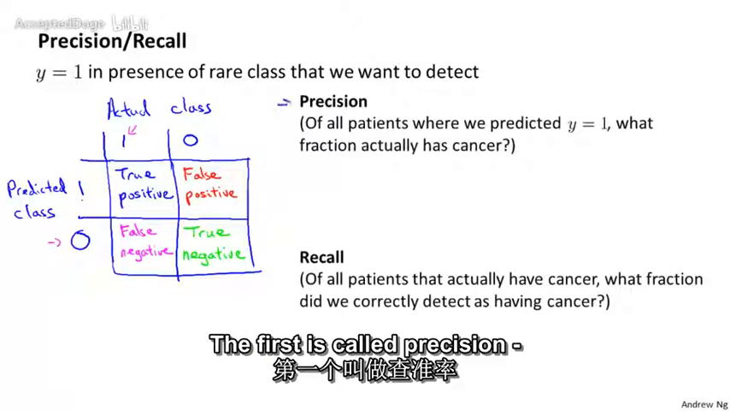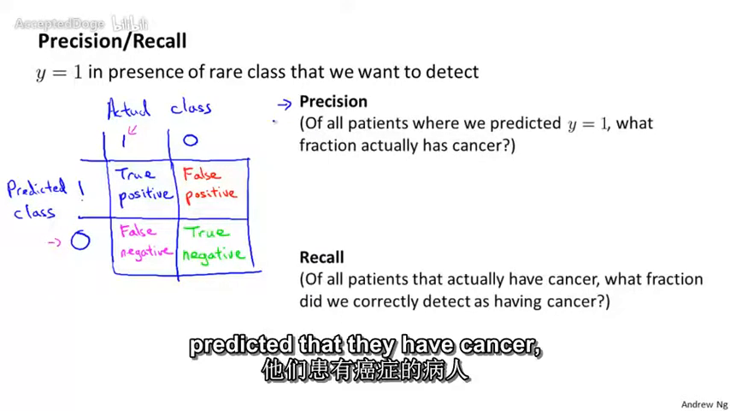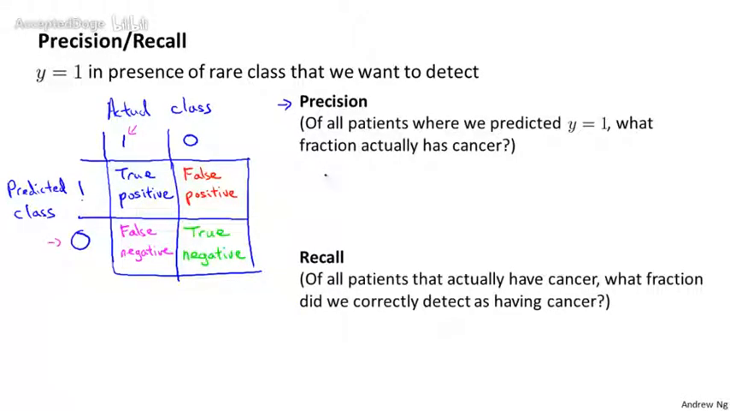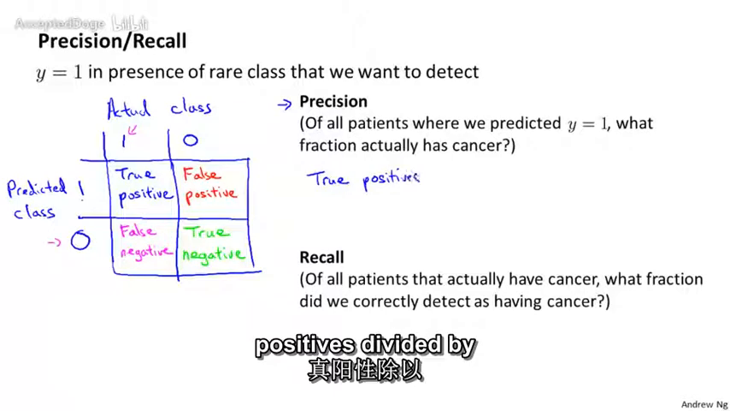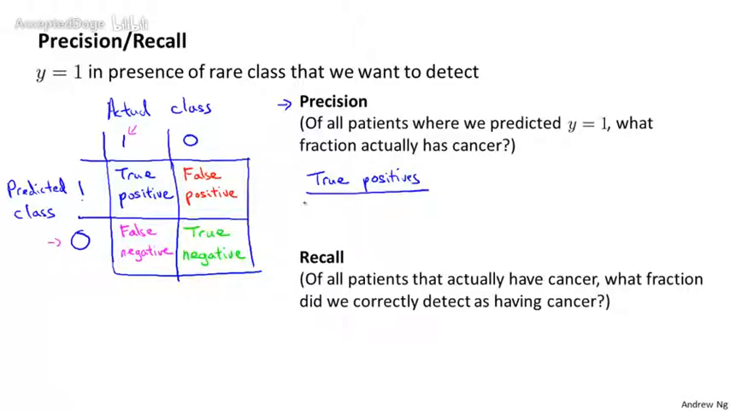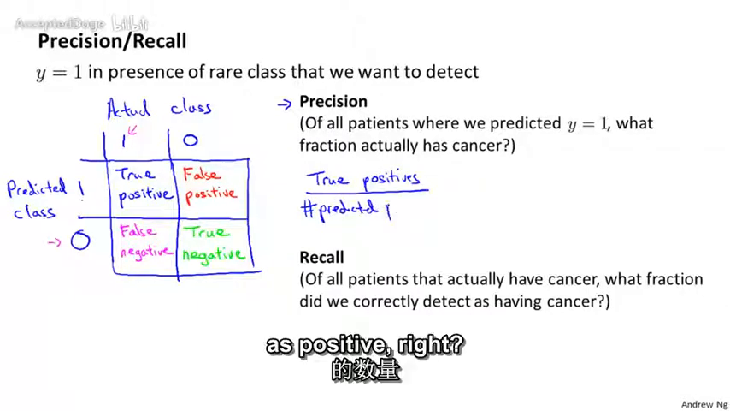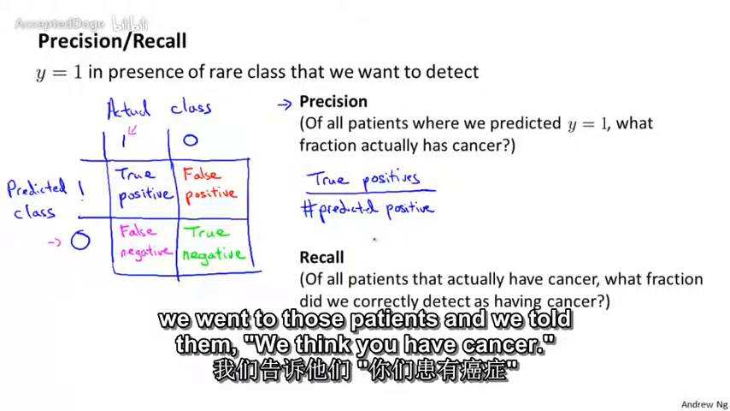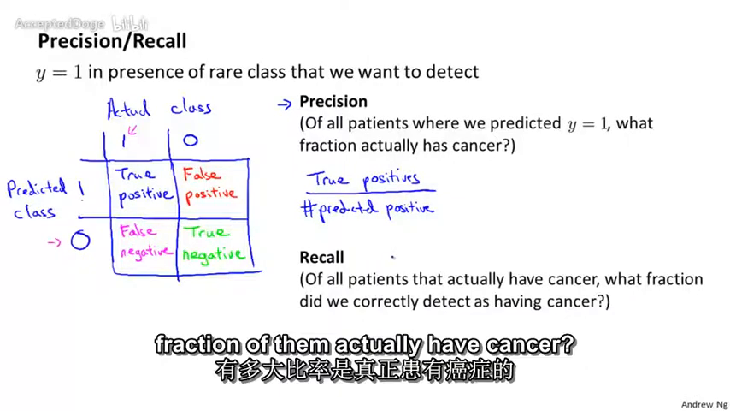The first is called precision. And what that says is, of all the patients where we predicted that they have cancer, what fraction of them actually have cancer? So let me write this down. The precision of a classifier is the number of true positives divided by the number that we predicted as positive. Right? So of all the patients that we went to and told them we think you have cancer, what fraction of them actually have cancer?